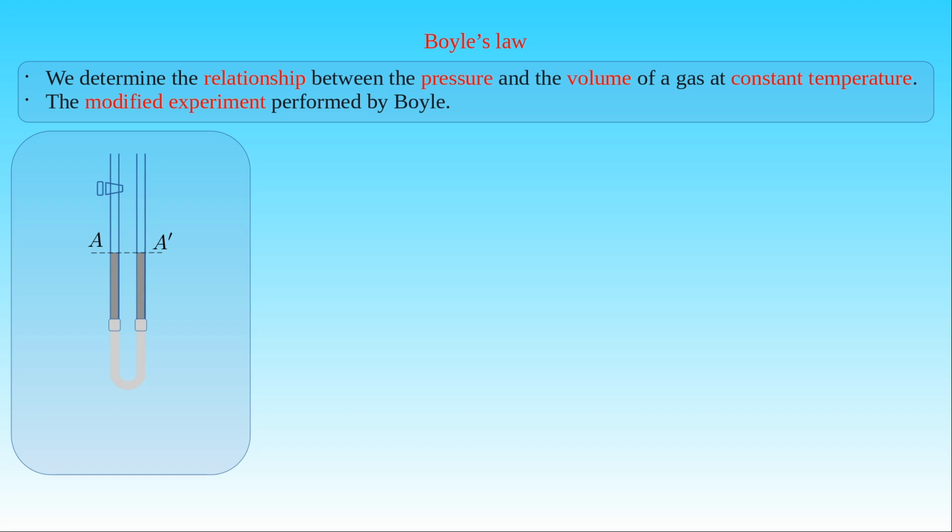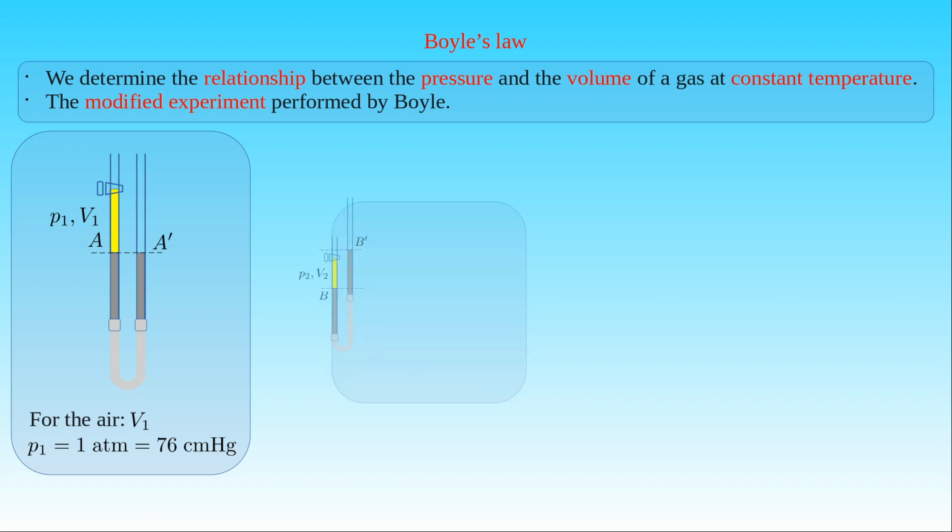We pour some mercury into the tube so that the upper surfaces of the mercury columns are located at the levels A and A'. By closing the tap, we close the air over the mercury column in the left arm of the tube. The air enclosed in the space between the tap and the mercury column with the height A is indicated by the yellow color. Let us denote the volume of the enclosed space by V1, and the pressure of the air in this volume by P1, which is still the atmospheric pressure. That is, P1 is equal to 1 atmosphere or 76 centimeters of mercury.